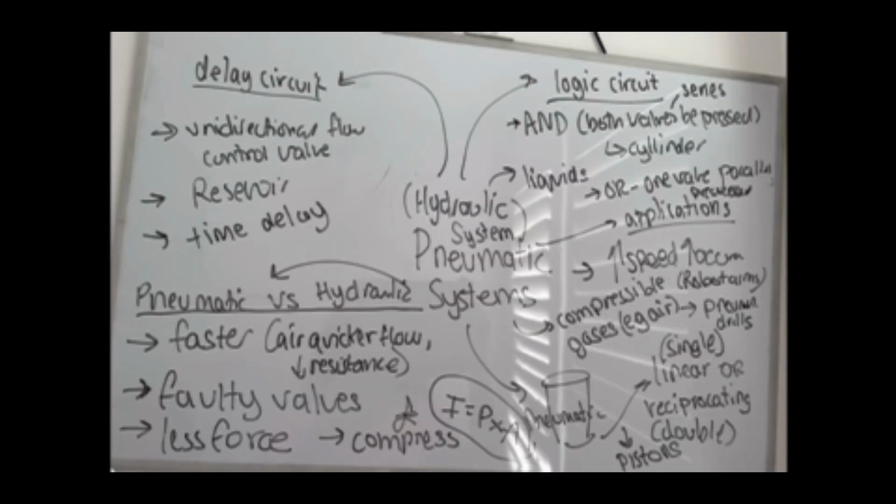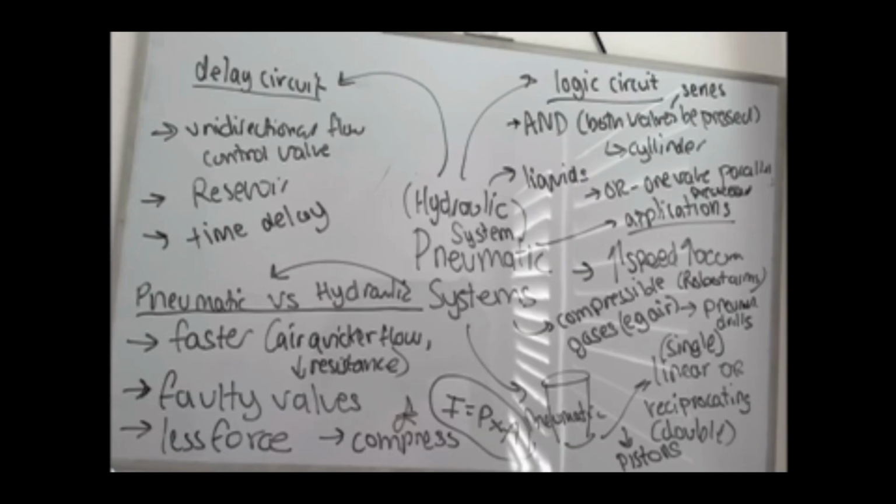Now you need to look at delay circuits and logic circuits. So the purpose of delay circuits is when you use a unidirectional flow control valve to fill up a reservoir. Now as it fills up, the reservoir obviously ends up getting full, and this then cuts off the unidirectional flow control valve. As it cuts it off, this then causes a time delay, and this time delay will be useful.